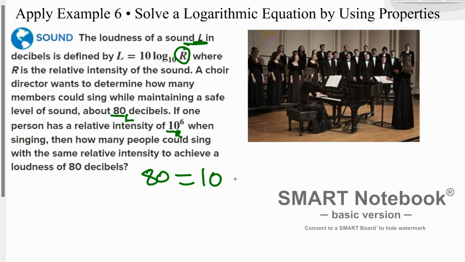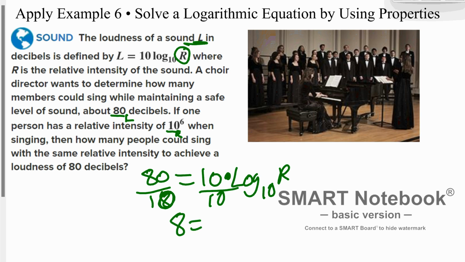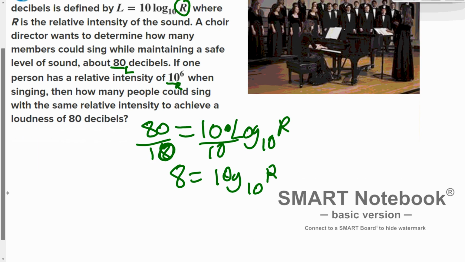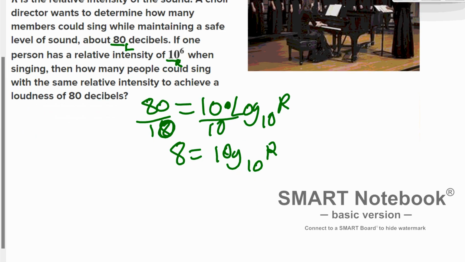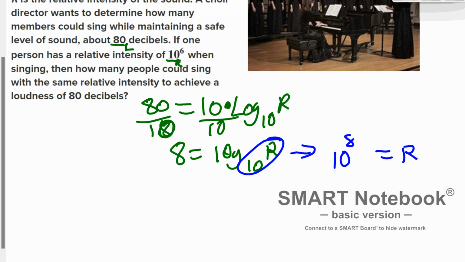So we can take this equation and just solve it for R. To get rid of the multiplication, I have to divide by 10 first. 80 divided by 10, not 18, is 8. And so that would be log base 10 of R equals 8. Then to solve a logarithm, we just switch it to exponential form. So 10 is your base, these are never on the same side, and my exponent is the answer, 8.